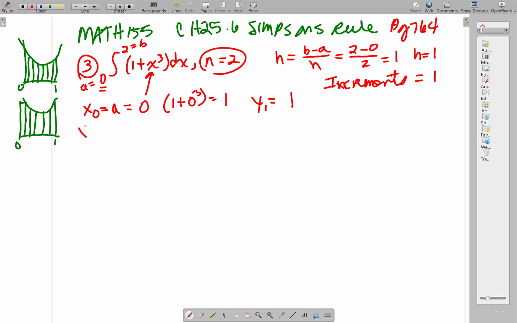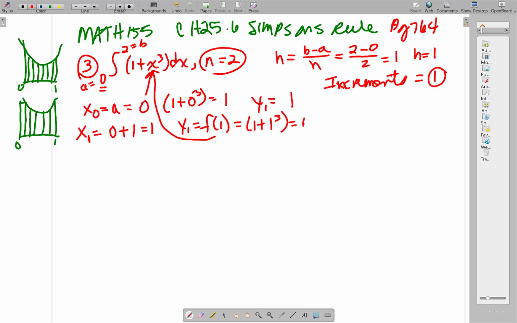Now the next x we're going to use, called x sub 1. In the past videos we used y, it doesn't really matter what you use. What you have to understand is that you started with 0, and now you add the increment of 1. So 0 plus 1 equals 1. Let's find y sub 1, which will equal f of 1. Substituting 1 into this equation, we get 1 plus 1 to the third, which equals 2.